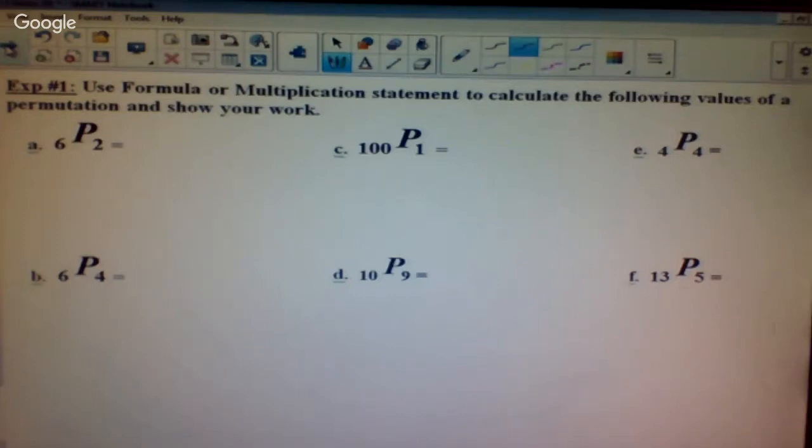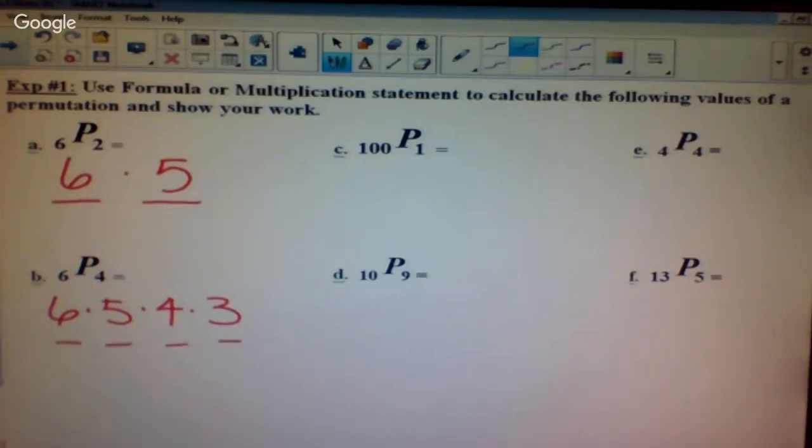So, if I see 6P2, that means I need to start at 6, and I need to fill in 2 positions. So what comes after 6? 5. So the other side is just however many spots there is. How many spots you're filling. So 6 would be how many people you have, and the other number is how many spots you're filling with those people. Okay? So 6P4 would be 6, 5, 4, 3. So you always start at that first number and you fill in 4 slots.